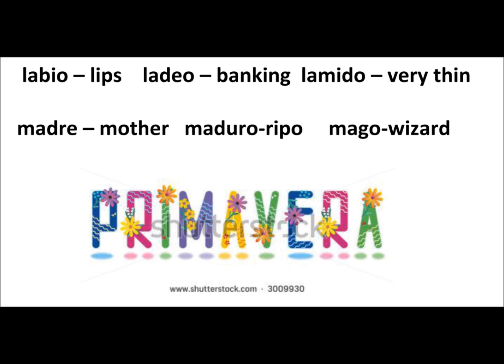The next word is kila. Kila. Kila. It means every, like every day, every time. Let's spell the word: K-I-L-A. Kila, which means every day, every time.